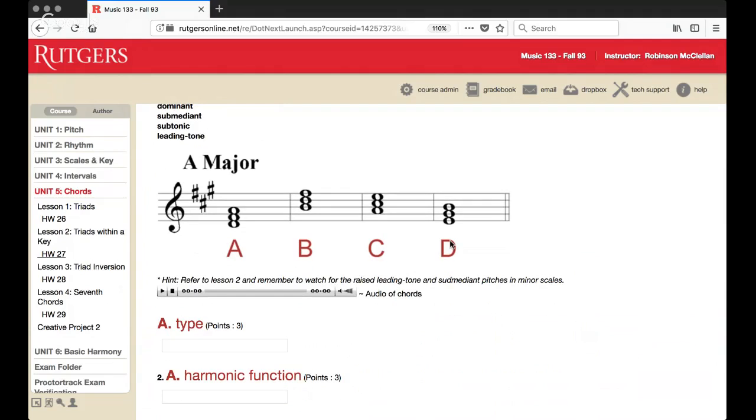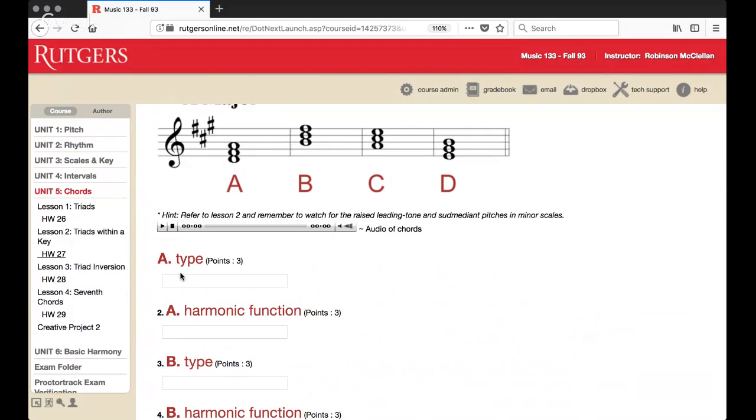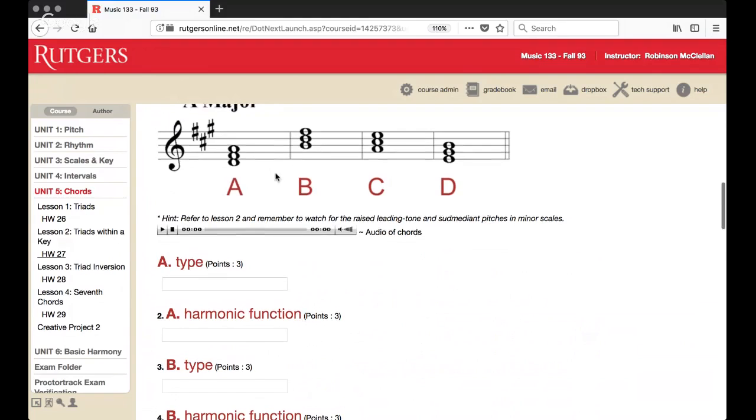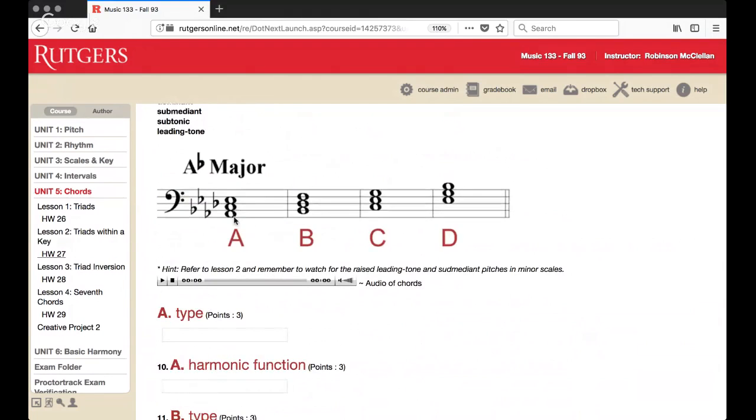So again, identify the chords. That's the type. Figure out the harmonic function, which is based on the root note, and luckily these are all in root position, so they're easy to identify in that sense. For this exercise, it's always going to be the bottom note, although as you know that's not always the case. The bass note or bottom note is not always the root.